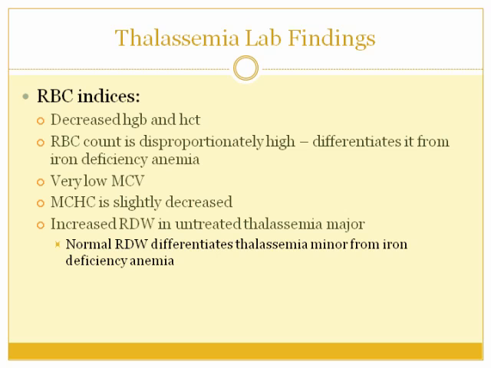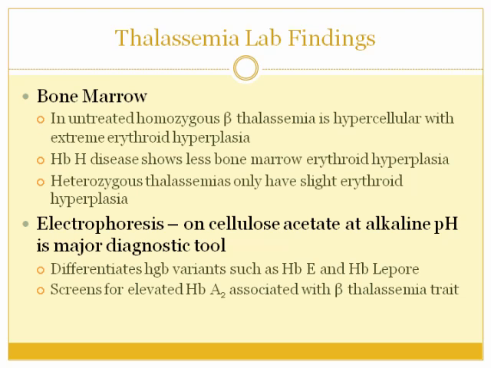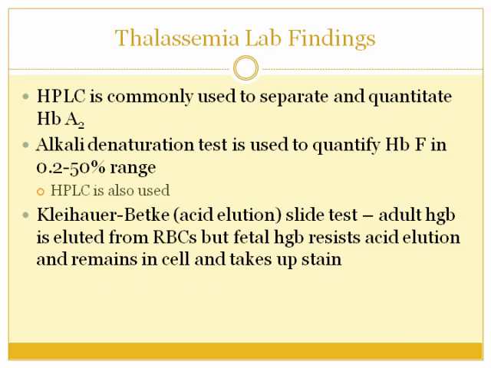All right, let's talk about lab findings. We are going to see, of course, in anemia, decreased hemoglobin and hematocrit, very low MCV. They're microcytic hypochromic anemias. We could see increased RDW if they're not treated properly. In the bone marrow, we might see some erythroid hyperplasia, trying to replace cells and keep up with the anemia. And again, electrophoresis is a very good tool here so we can see the types of hemoglobins present and what's going on.